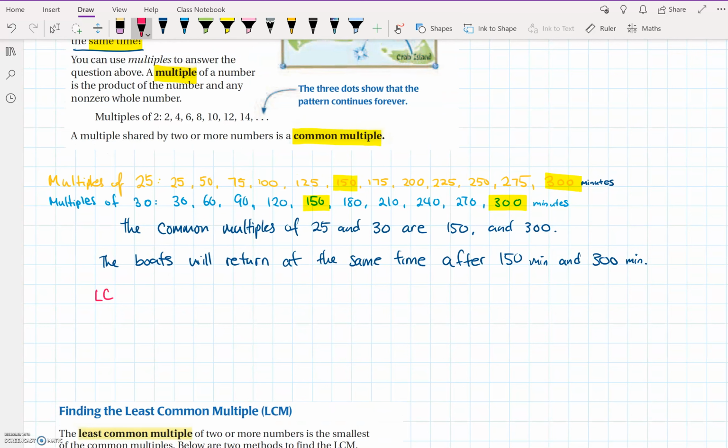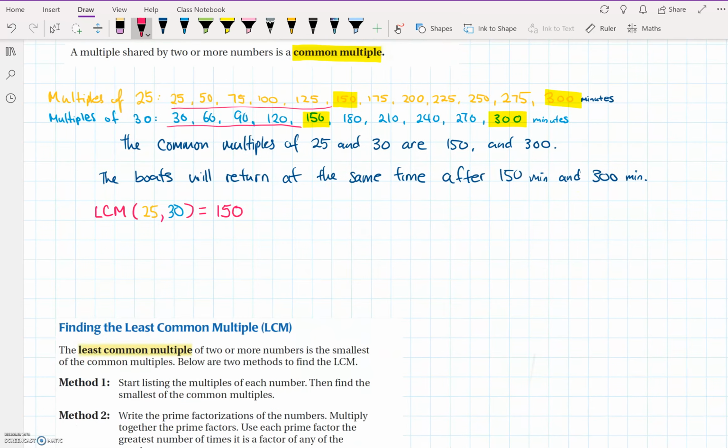Well, if you said 150, you answered that correctly. The least common multiple of 25 and 30 is 150 because there are no numbers under this that they have in common that they both multiply into.